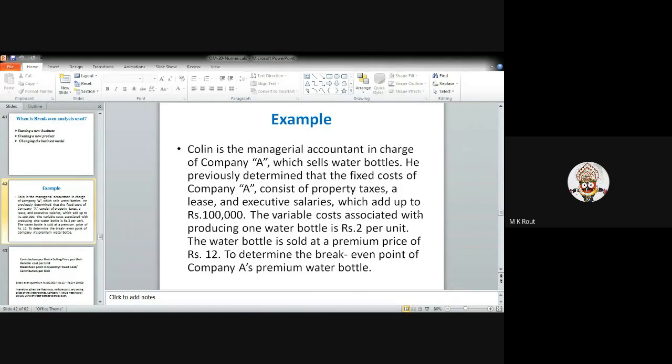I repeat, here the fixed cost is given as rupees 1 lakh. The variable cost per bottle is rupees 2 per unit, and the selling price of the water bottle is rupees 12. You have to calculate the break even point for the premium water bottle segment. You all have those formulas, so try to calculate.